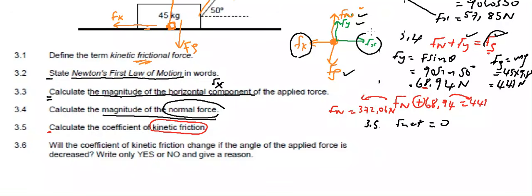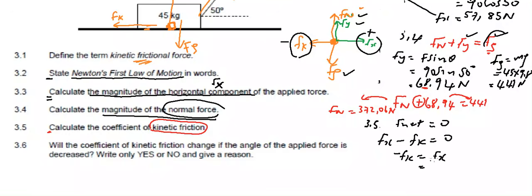Therefore, let's choose direction. This one must be positive. This one must always be negative. So we have Fx minus Fk to make F net, which is equal to 0. Now we're looking for friction. So we can transpose. We have Fk, which is equal to Fx.